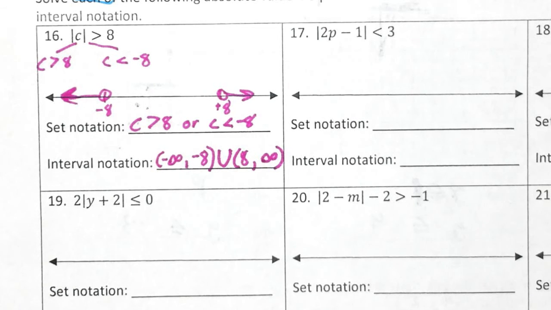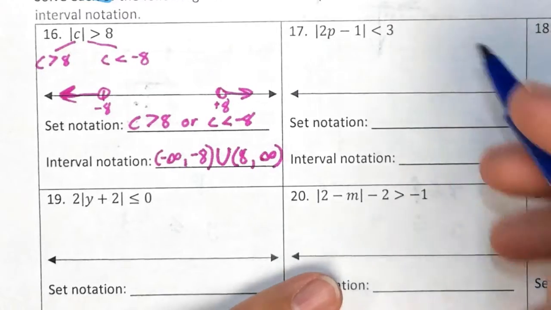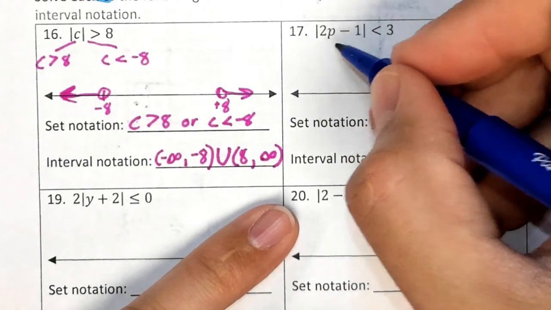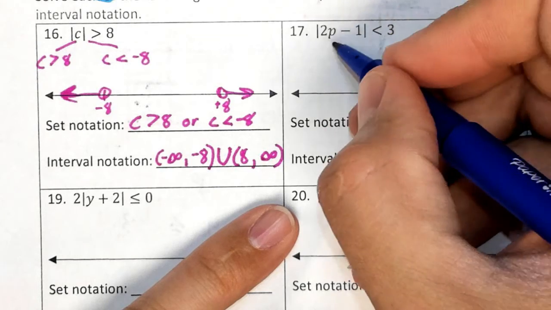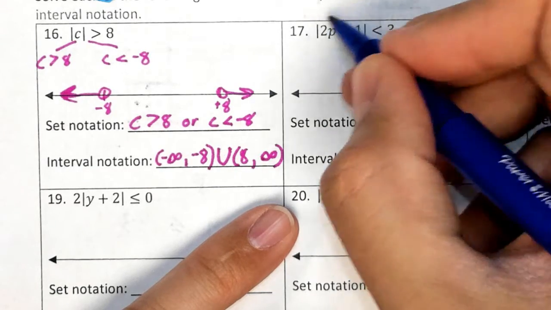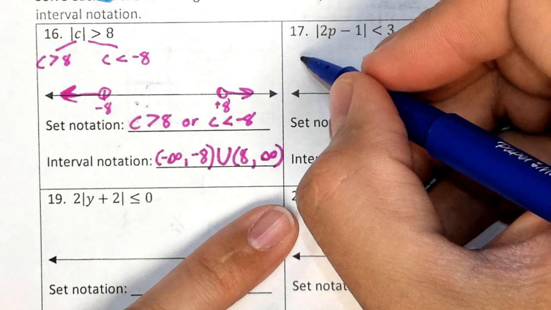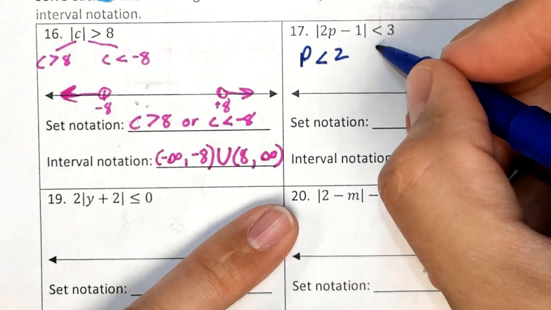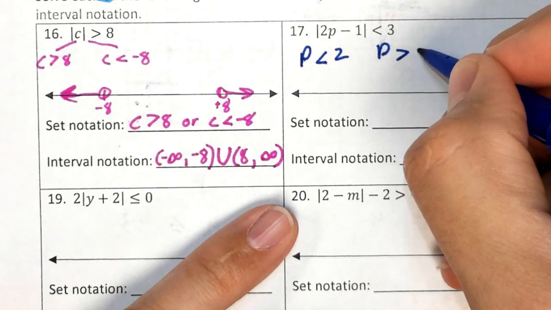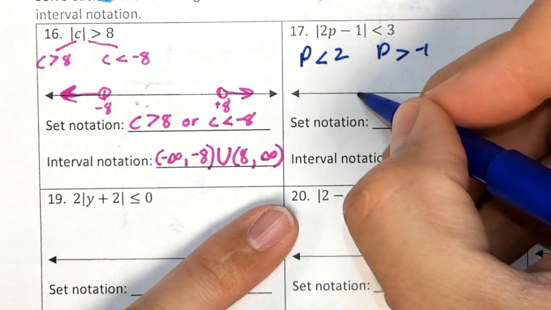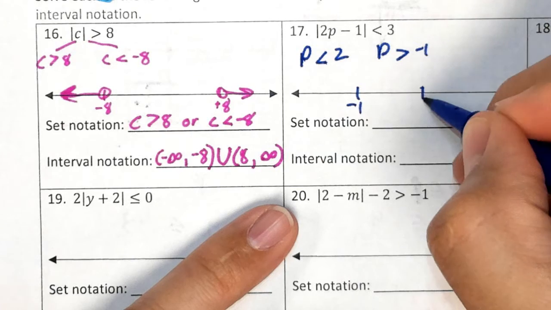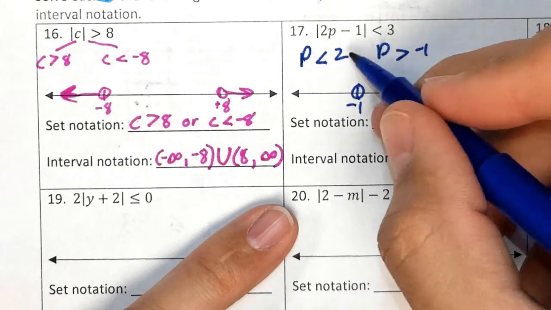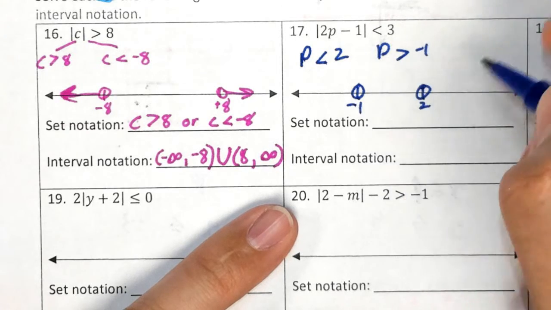Let's do another one, so make sure we're familiar with this notation here. We have this one right here, absolute value's by itself, split it up. I'm not going to go through solving this right now. I'm just going to go ahead and say, hey, this ends up being P is less than 2 and P is greater than negative 1. So let's put that on here, negative 1, 2. They're going to be open circles since there's no equal sign line underneath.